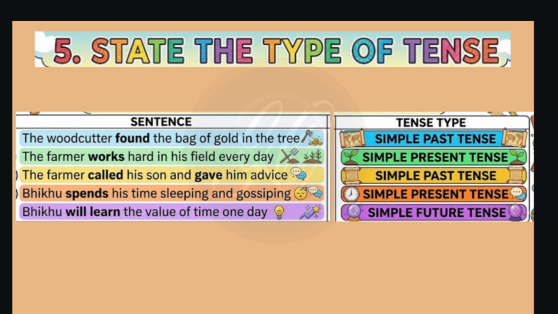Third sentence is, the farmer called his son and gave him advice. So the verbs here are called, gave. So they are in past tense. So the tense is simple past tense. Fourth sentence is Biku spends his time sleeping and gossiping. The verb here is spends, which is in first form or base form. So the tense is simple present tense. The last sentence here is Biku will learn the value of time one day. So the verb here is will learn. Will shows future. So the tense will be simple future tense.